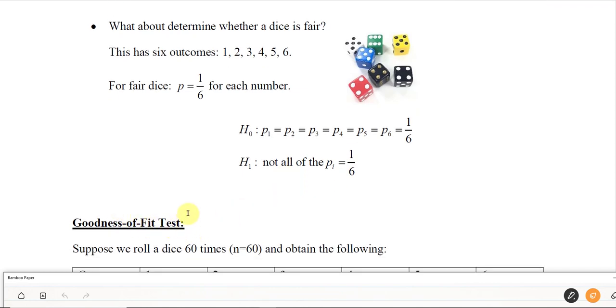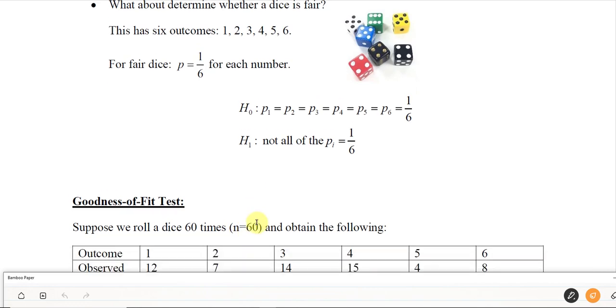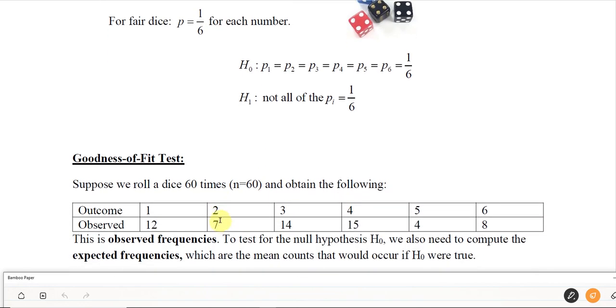Suppose that now we roll a die 60 times. Okay, so n equals 60. This is the number of trials. So we roll the die 60 times, and then we obtain the following. This is the outcome of getting number 1, number 2, number 3, 4, 5, and 6.